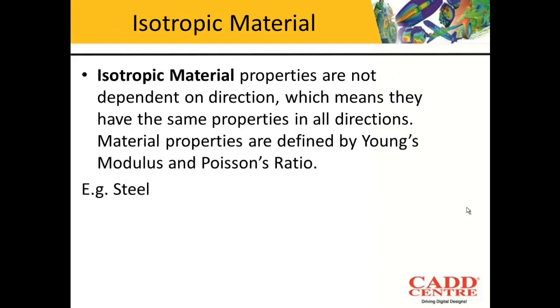Isotropic materials are those whose properties are not dependent on direction, which means they have the same material properties in all the directions. The material properties are defined by Young's modulus and Poisson's ratio. An example of an isotropic material can be steel.